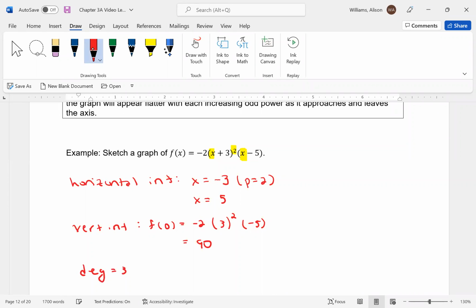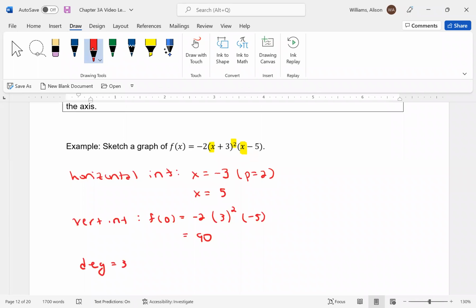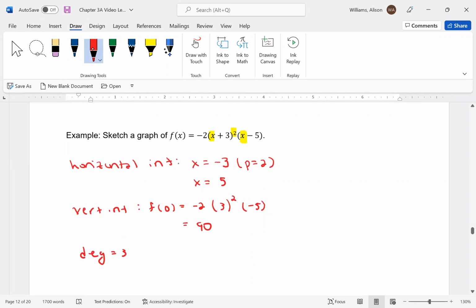And with degree 3, we know it has end behavior similar to the cubic function. So it's going to go in opposite directions. One's going to go positive and one's going to go negative. And I know which one it's going to be because there's a negative here in the front.